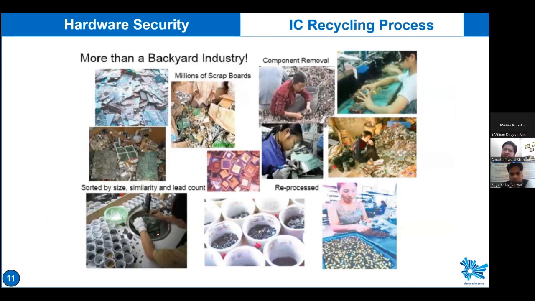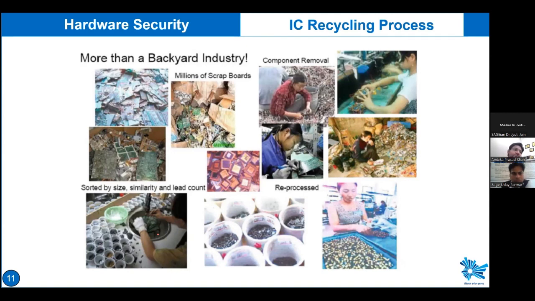Suppose I have a computer, and after 2 or 3 years that computer stops working due to one or two ICs, but in the whole motherboard there could be more than 20 ICs. Out of those 20 ICs, only 2 are defective, and the remaining 18 are working perfectly fine. So what people do is recycle those ICs, reprocess them, and add them into the original supply chain. This is what people are doing nowadays, and this is one kind of security threat.